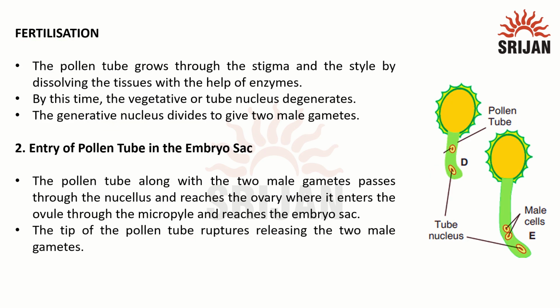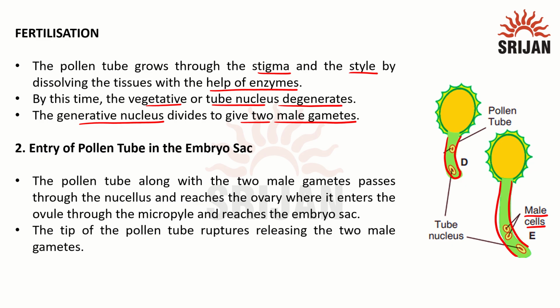Now comes pollen tube growth. Here we can see that as the pollen tube grows, it has two male cells, that is two male sperm cells. It grows through the stigma and style by dissolving the tissue with the help of enzymes, and by this time the vegetative or tube nucleus degenerates and the generative nucleus divides to give rise to two male gametes, that is sperm cells.